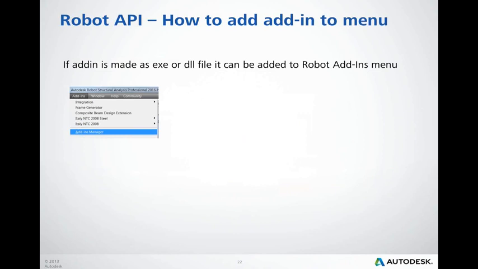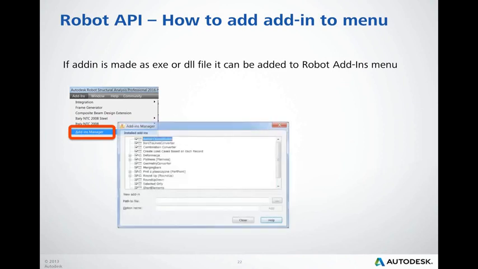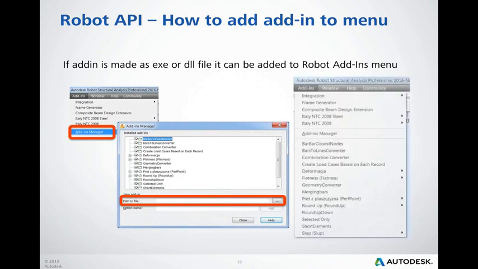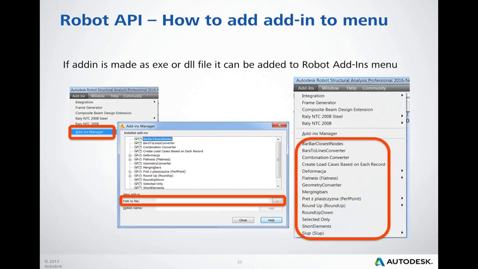For those who want to develop add-in for Robot, it's possible to add an add-in created as an exe or DLL file to the Robot menu. To do so, it's required to use the add-ins manager from the add-ins menu. After opening the add-ins manager window, we have to specify the path to the file and open it, and it will be automatically added to the add-ins menu. But the limitation is that an item can be added only to this menu. It's not possible to add our add-in to any other menu than add-ins.